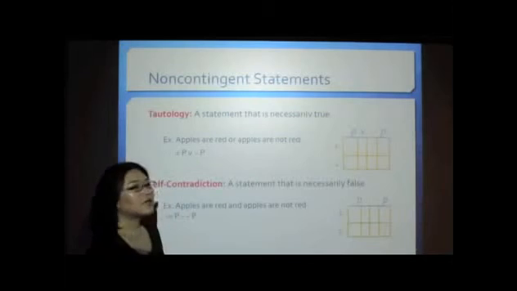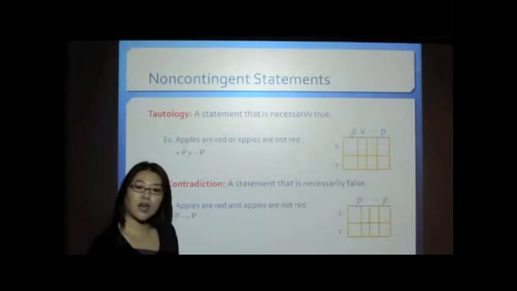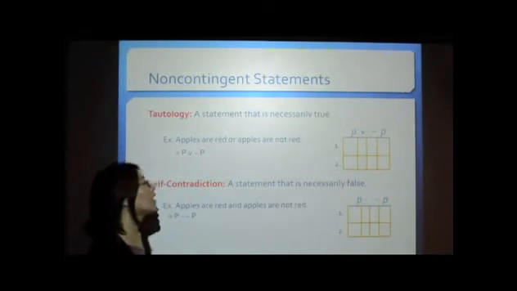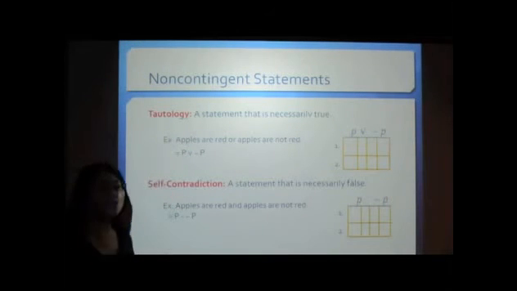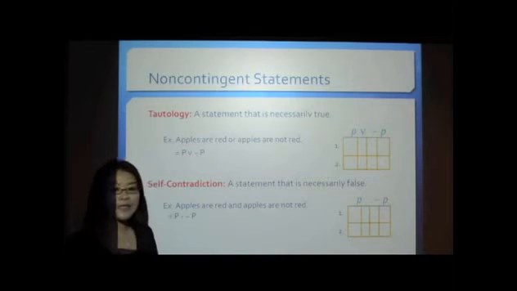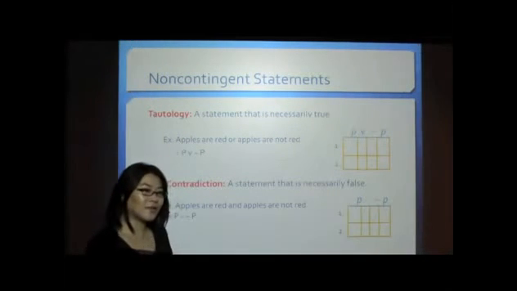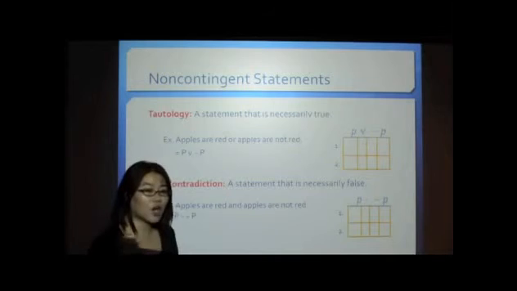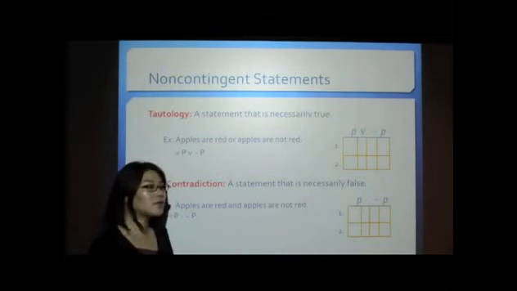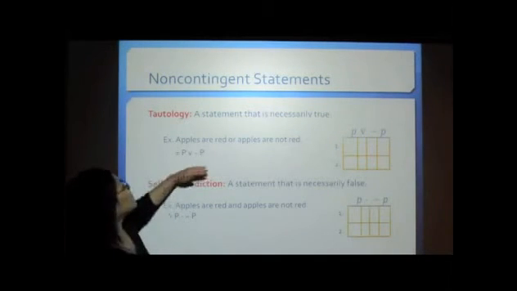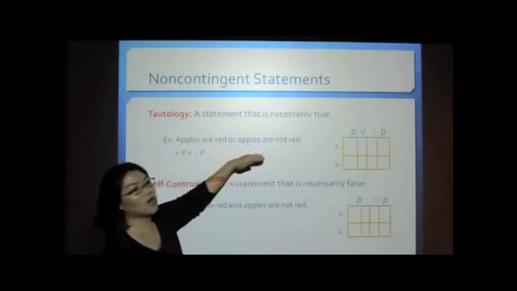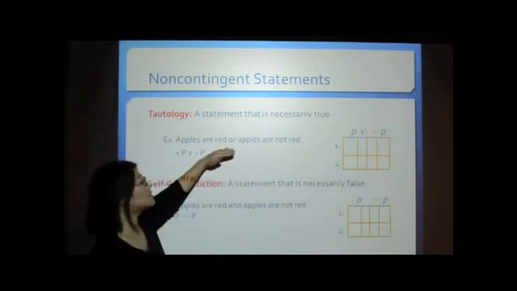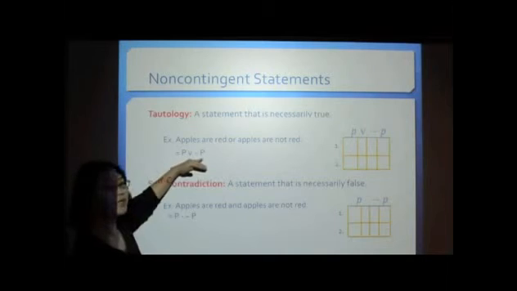So now with non-contingent statements, you can have a tautology or a self-contradiction, okay? A tautology is a statement that is necessarily true. What that means is, based on the structure of that statement by itself, regardless of what the content of that statement is, regardless of what the specific propositional variables are, the statement will always be true, okay? So consider this statement here. Apples are red or apples are not red, okay? In propositional logic, this statement is P wedge, not P, okay?